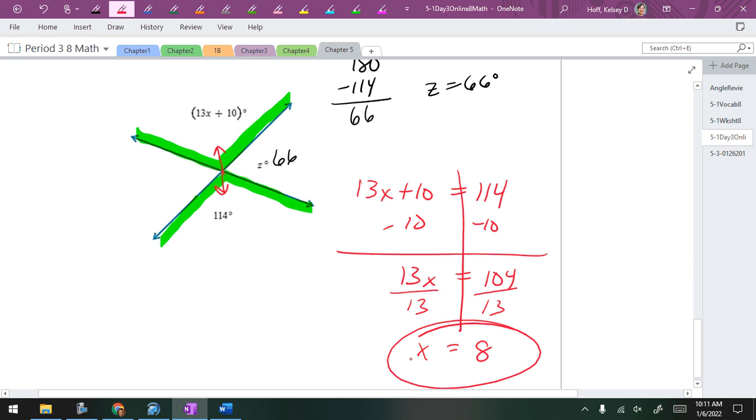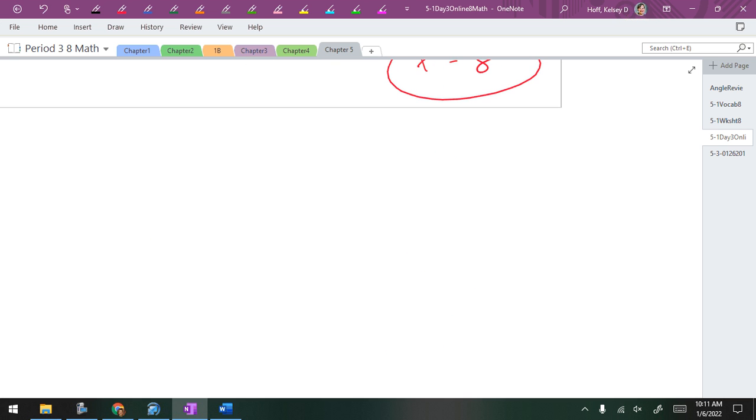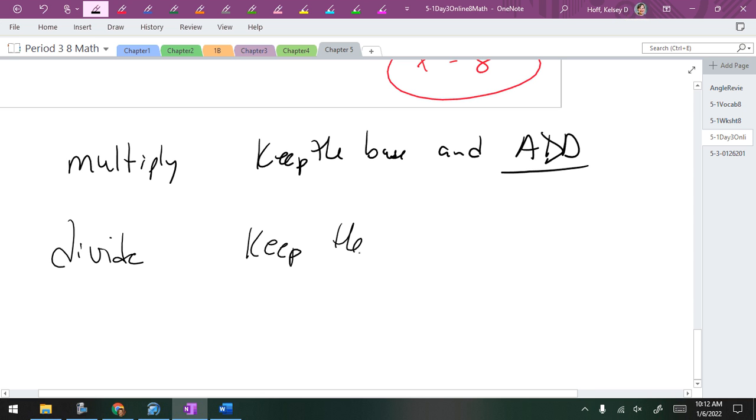Questions at all? Hey, here's a random thing. Remember a long time ago, Miss Hoff used to say, when you multiply exponents, you keep the base. And what do you do to the exponents? Add the exponents. And when you divide, you keep the base, and what's this? Subtract the exponents. Subtract the exponents.